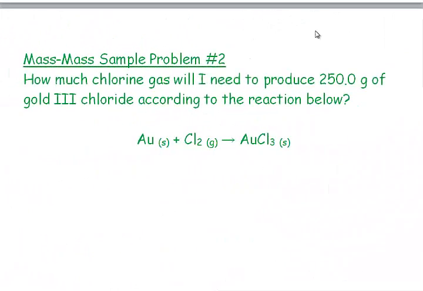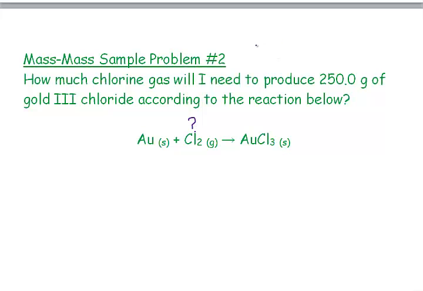This second sample problem allows me to make one new point. It reads as follows: how much chlorine gas will I need to produce 250.0 grams of gold 3 chloride according to the reaction below? Well, first thing we probably want to do is pinpoint exactly what it is that we've got and what we're looking for. How much chlorine gas? So in this particular problem, I'm going to put my question mark over chlorine gas. That's what I'm looking for. How much chlorine? And it says, how much chlorine will I need to produce 250.0 grams of gold 3 chloride?